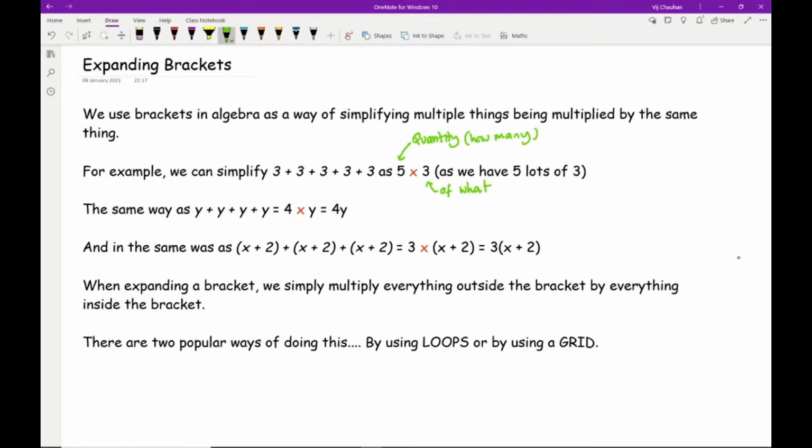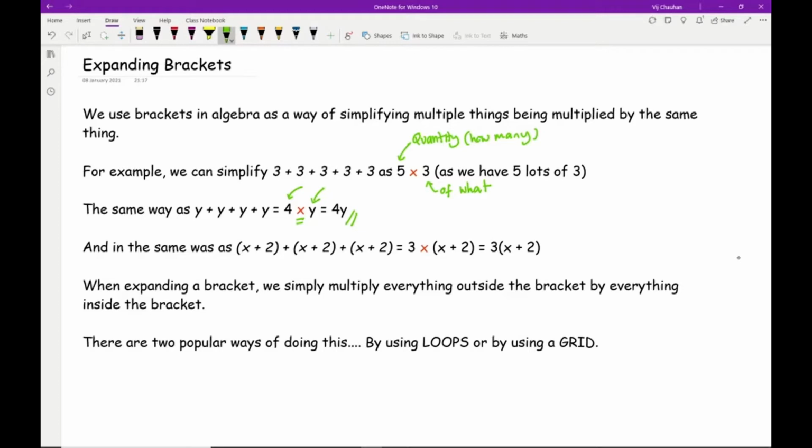Now in the same way, if we start introducing algebra, if I had y plus y plus y plus y, then that means 4 times y, because I've got 4 y's being added together. And again, this is one of the reasons why we don't use the multiplication symbol in algebra, because obviously it looks like the letter x. That then therefore gives us a simplified answer of 4y.